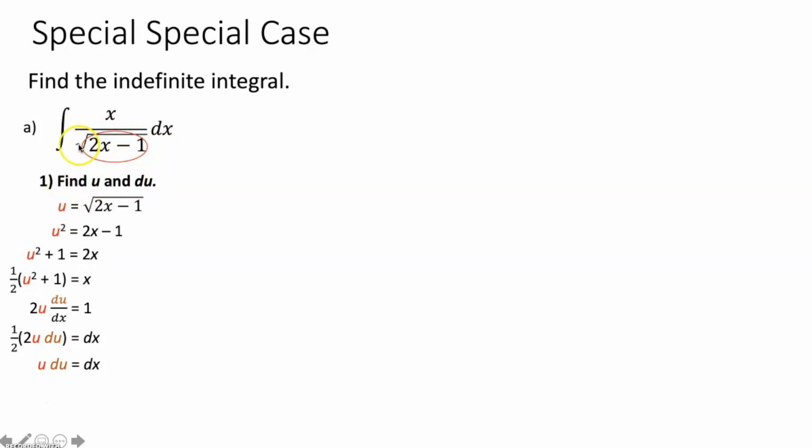I can plug in u for the square root of 2x minus 1. I can plug in 1/2 the quantity u squared plus 1 for this x, and for dx I can plug in u du. So that's what I'm going to do. I'm going to rewrite this indefinite integral in terms of u and du now. Now all I have to do is evaluate this integral, and to do that I need to prepare it for integration. I need to simplify in here.